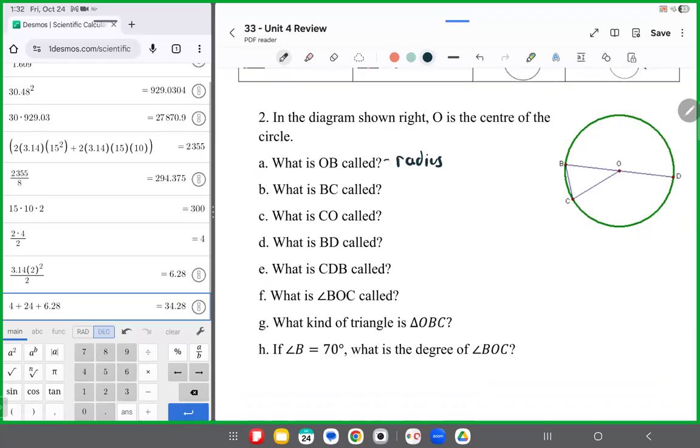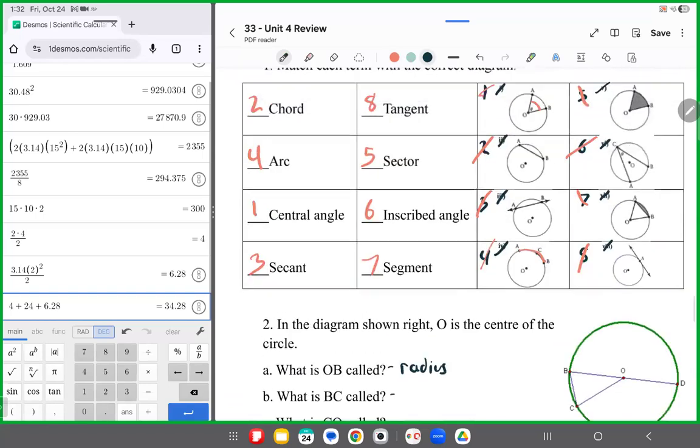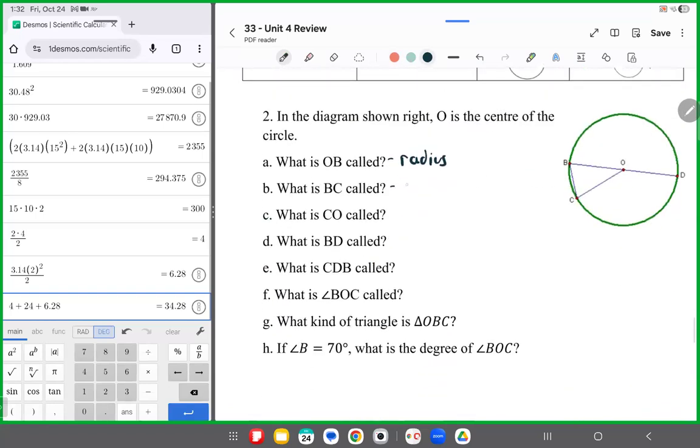What would BC be called? So if we connect B and C together, we can also look from above to see what that was. That's going to be called a chord. CO is the same thing as OC. That's just a radius, right? What about BD? BD appears to be 2 radiuses, also known as the diameter.